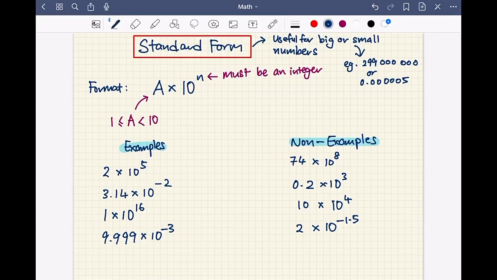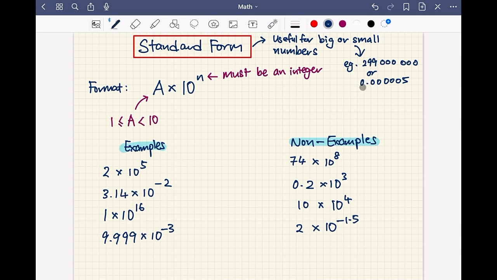Hi everyone, today I'll be talking about standard form, and standard form is just another way for us to write numbers. It is especially useful when numbers get very big or very small. So for example, we have 299,000, obviously that's a very big number.